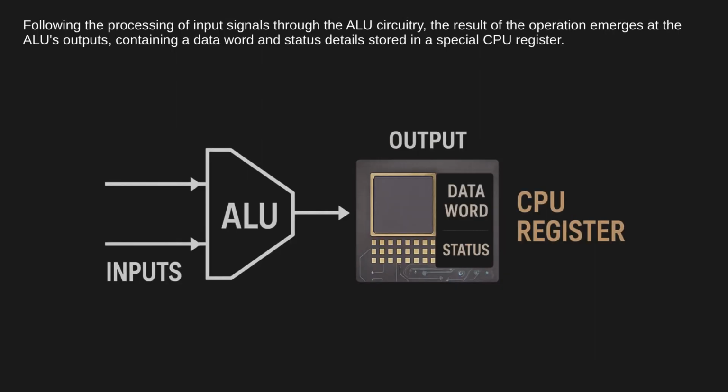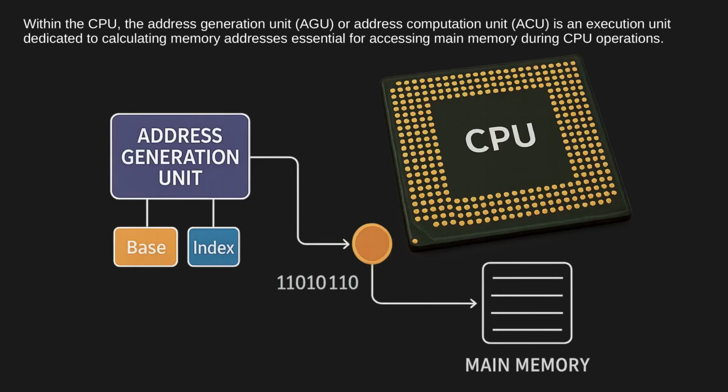Following the processing of input signals through the ALU circuitry, the result of the operation emerges at the ALU's outputs, containing a data word and status details stored in a special CPU register. Within the CPU, the Address Generation Unit, AGU, or Address Computation Unit, ACU, is an execution unit dedicated to calculating memory addresses essential for accessing main memory during CPU operations.